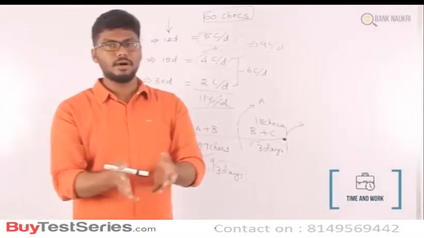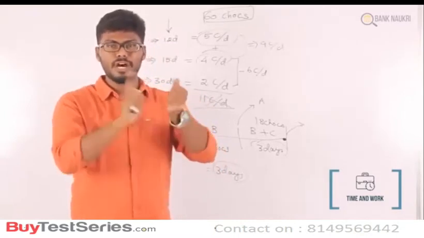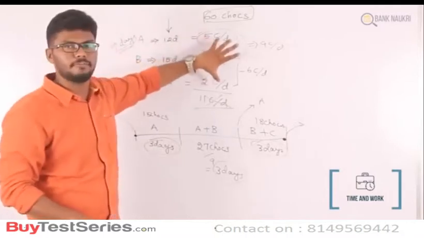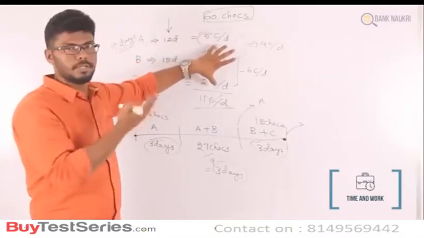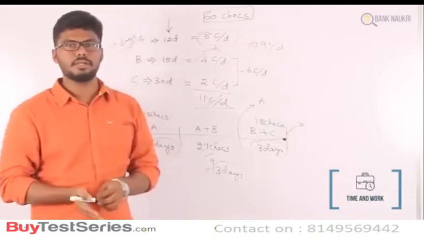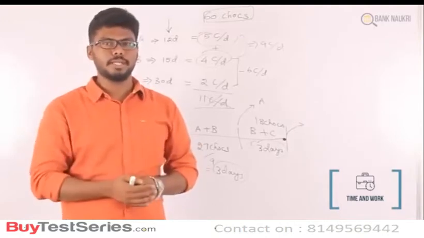So I'll summarize it now. The chocolate method is very simple. First step, take the LCM of these 3 numbers. Second step, find the efficiency of the people who are working. And third step, according to the question, try to solve the questions here, right? So let's solve more problems later.